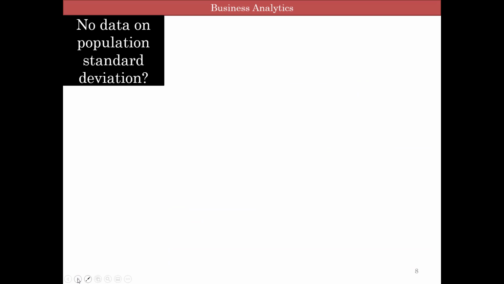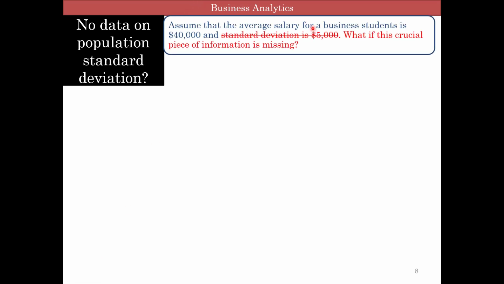Now let's look at the last example. Now let's assume that you're given this data. Average salary for business students is $40,000, and you don't have the standard deviation. So you only have the population mean, you have no standard deviation. If you have no standard deviation, how are you going to calculate standard error?